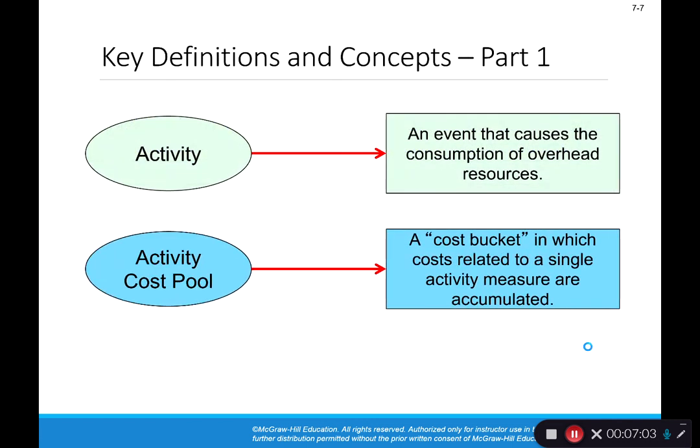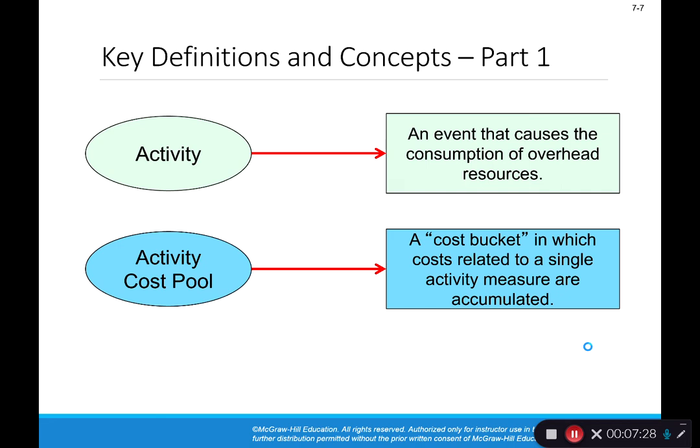So now we're going to go over some key definitions that we're going to need to successfully implement an ABC system. An activity is any event that causes overhead to be consumed. So it's anything that's going to drive overhead costs. An activity cost pool is like a bucket where we allocate all like costs. So any cost that has a similar driver would be put into a separate bucket.